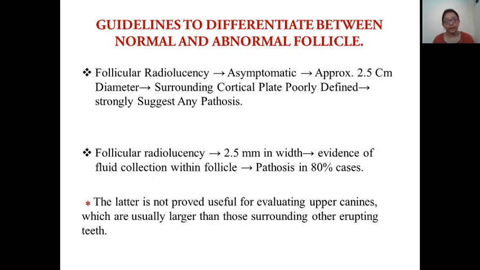Now, there are various guidelines to differentiate between the normal and the abnormal follicle. When there is a follicular radiolucency that is asymptomatic and approximately 2.5 cm in diameter with a poorly defined surrounding cortical plate, it strongly suggests pathosis. But when the width is 2.5 mm and there is evidence of fluid collection within the follicle, in 80% of cases we can suspect some pathosis. The latter has not proved useful for evaluating upper canines, because in upper canines the follicular space is usually larger than in other teeth.